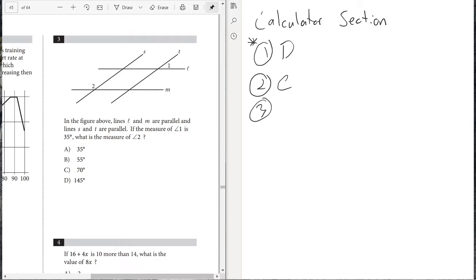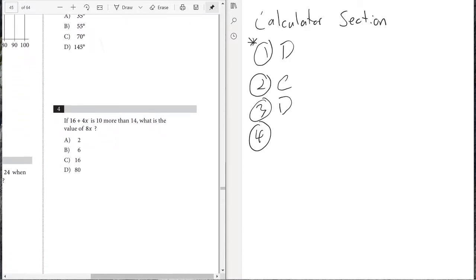Lines L and M are parallel, and S and T are parallel. Wow, a bunch of parallel lines. The measure of angle 1 is 35. Angle 2 would just be the supplement to angle 1, so 180 minus 35. Oh my gosh, math. Wait, I have a calculator. I don't know why I can't math right now. 145. That was pathetic. I should have been able to do that in my head. When you have a calculator, sometimes it's just a little crutch.